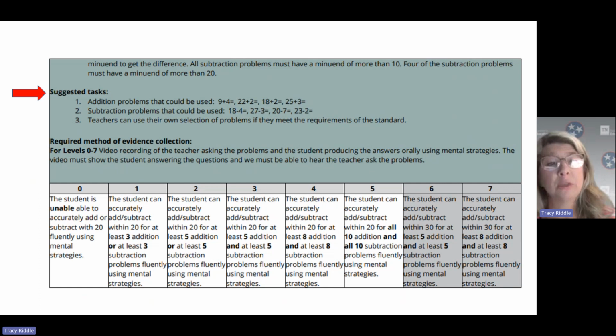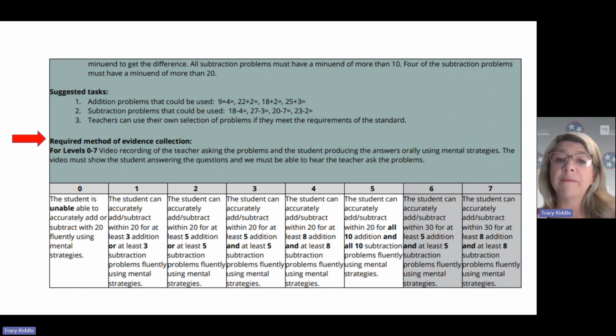It's important to note when uploading your required method of evidence, whether you're doing the first grade or the second grade, there must be 10 addition problems, 10 subtraction problems, so a total of 20 problems that the student is answering orally using their mental strategies.